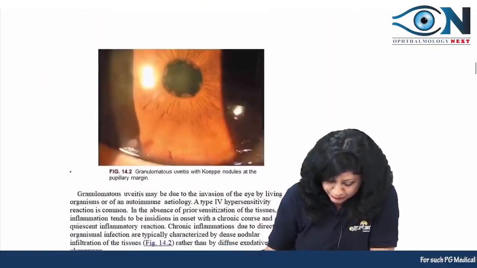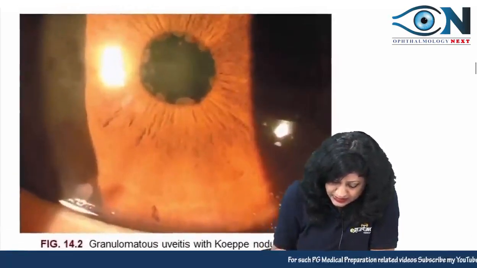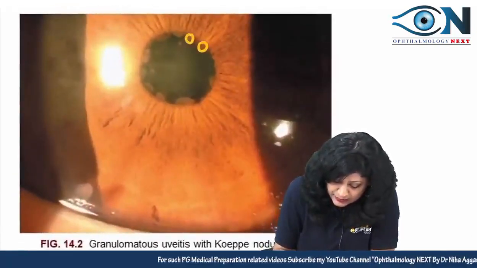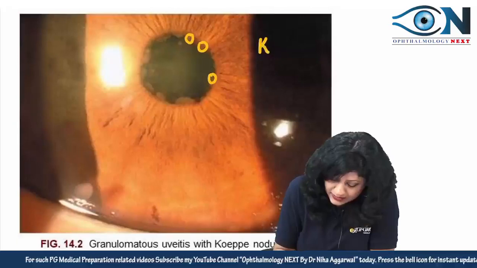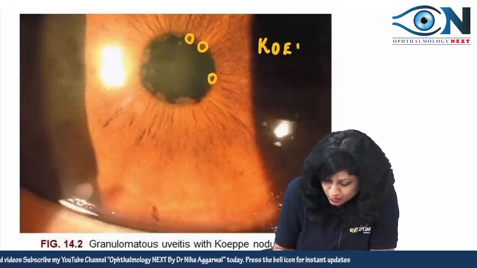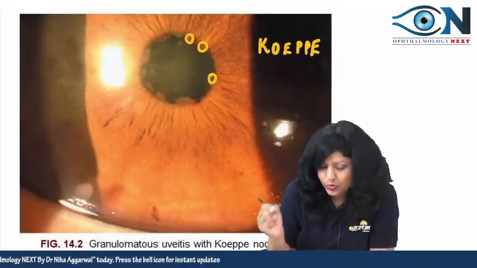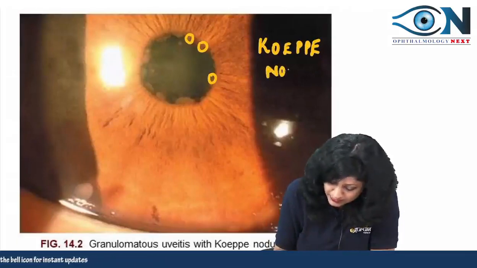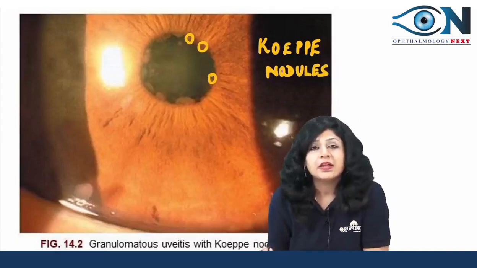Alright, then afterwards a very important thing. See this, here you are getting these nodules just at the pupillary border. So these are actually your Koeppe nodules, present at the pupillary border. So you can easily classify it.